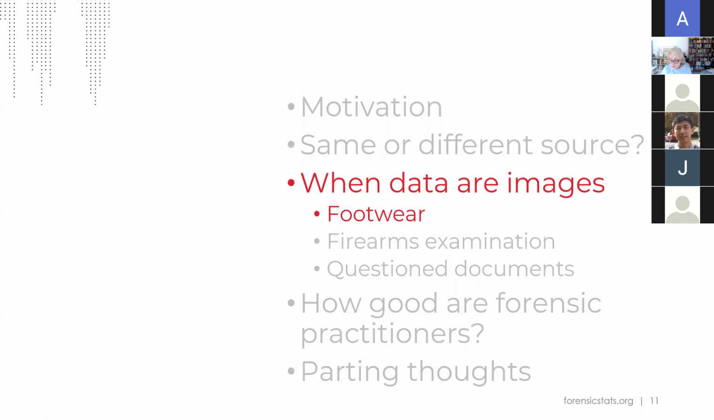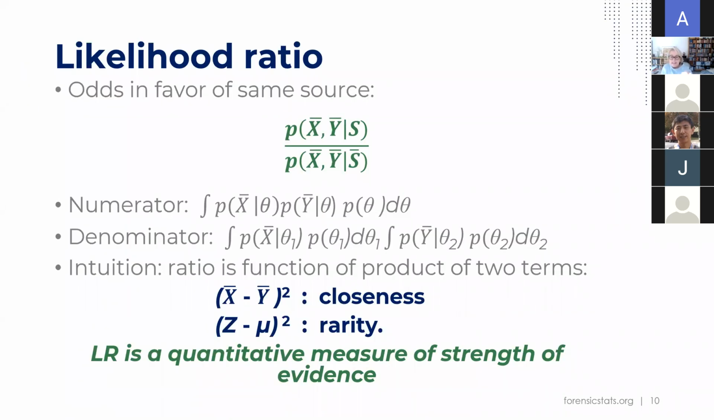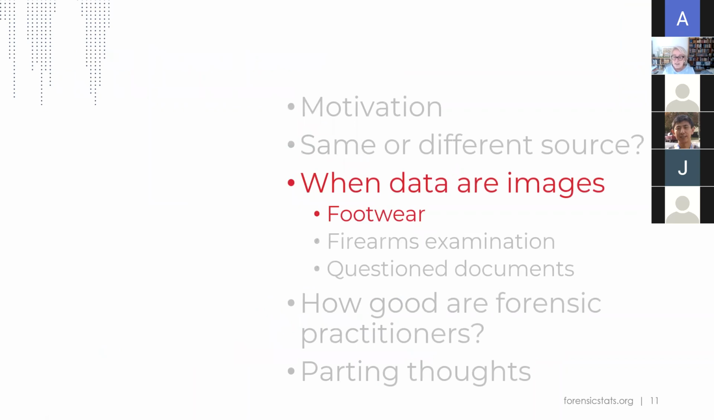All right. So the problem is, Dennis Lindley illustrated this using an example from glass. I believe he used the refractive index of glass for his example, something numeric, where he could make assumptions about the form of the distribution of the numerator and the denominator, and so on and so forth. What happens though when the data that you're working with are in the form of images? And that's where I'm going to go next.